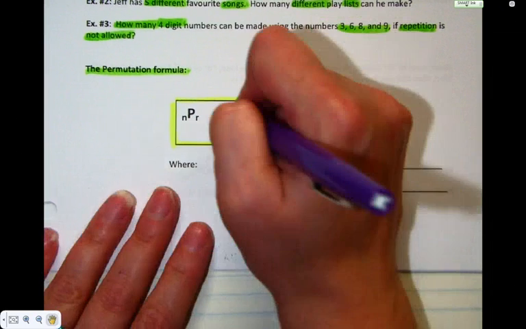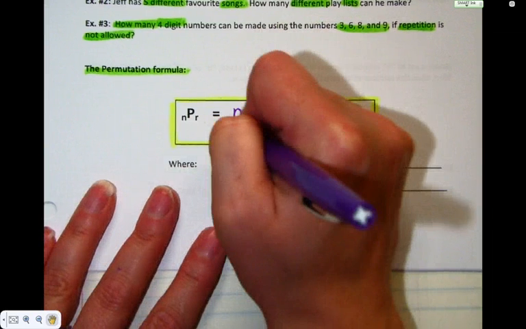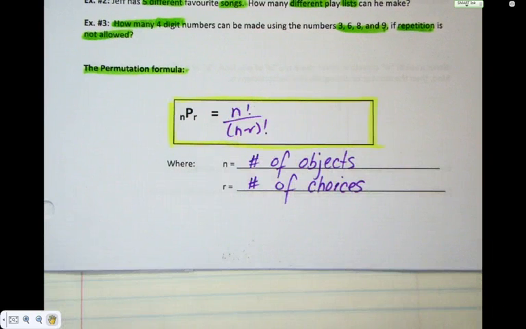Formula is equal to N factorial over N minus R factorial. That's why I couldn't tell you on Monday, because you didn't know what a factorial was. N minus R factorial.